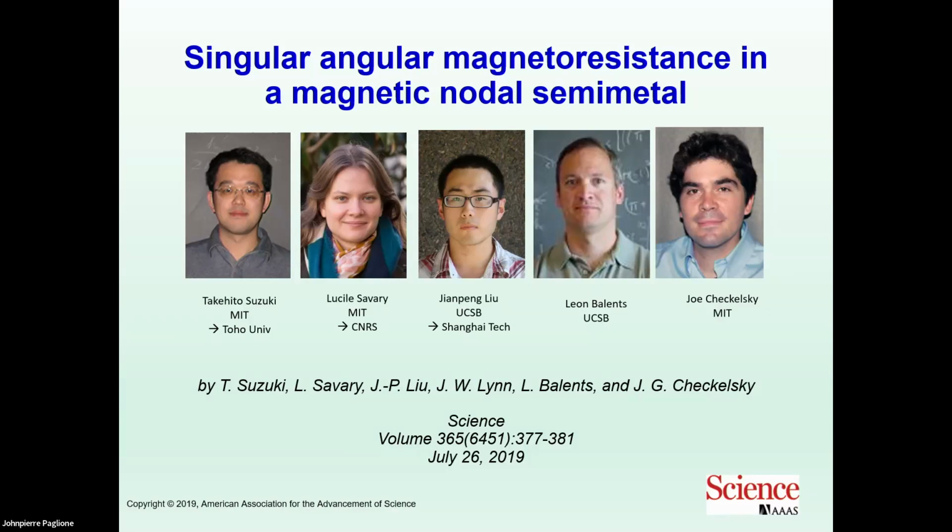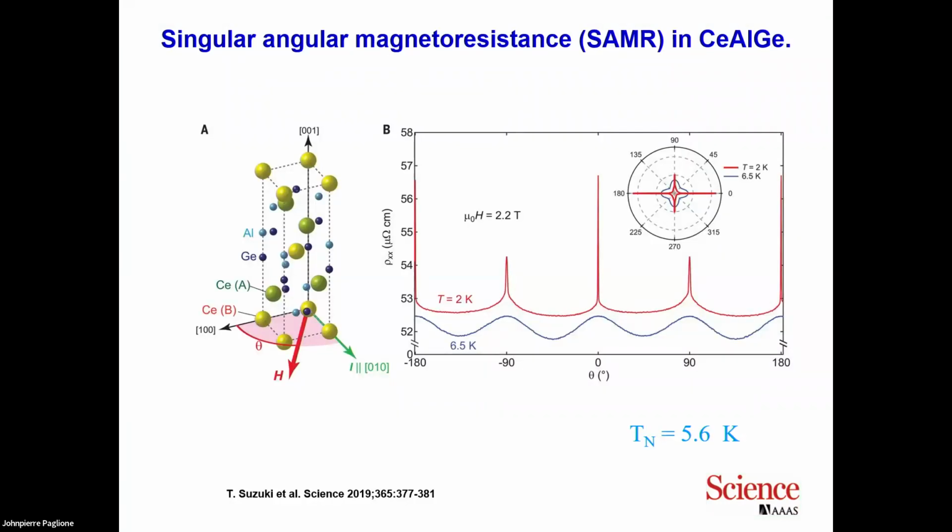This was discovered in Joe Checkelsky's lab, and Dr. Ichiro Suzuki was his postdoc at the time. Then we really needed theory, and Leon Balents, Lucile Savary and J.P. Liu worked out the theory. And this classic paradigm for these days is you need experiments, you need national facilities, you need theory.